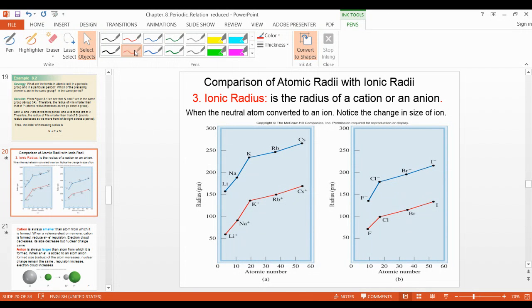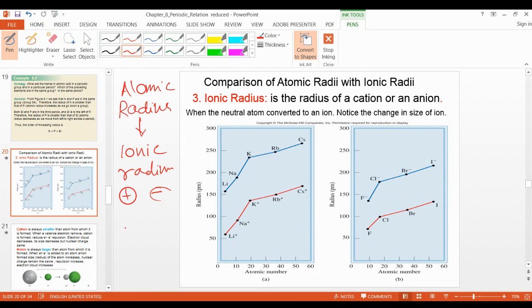So look here. Atomic radius I have already done. Then ionic radius, either cation or anion. Suppose I take a sodium cation. This is always smaller than the sodium atom, right? And the chlorine anion is always greater than the chlorine atom. Why is it like this? Because here there is a lesser number of electrons, here a greater number of electrons, so the number of electrons affects the ionic radius.